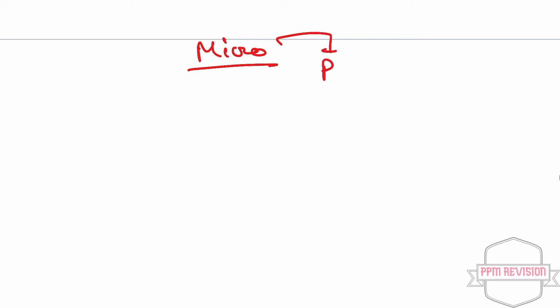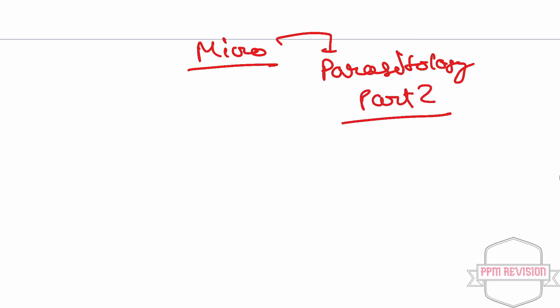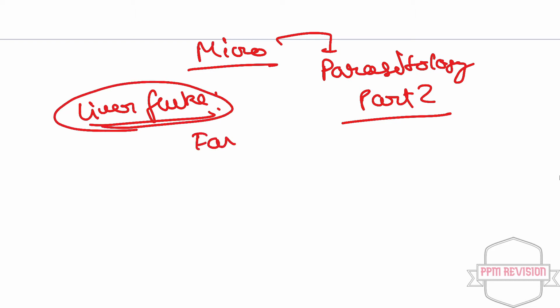So now we'll be moving forward, and this is parasitology part 2. Here we'll be moving ahead, and we will be seeing what is known as the liver fluke. Do you know the other name? It is nothing but Fasciola hepatica.